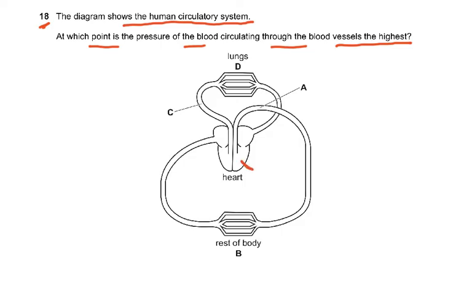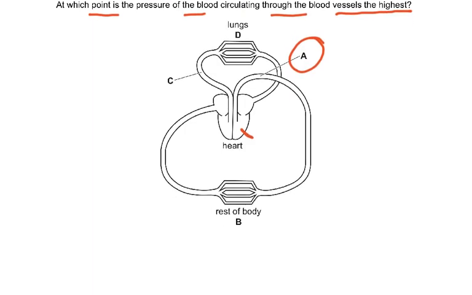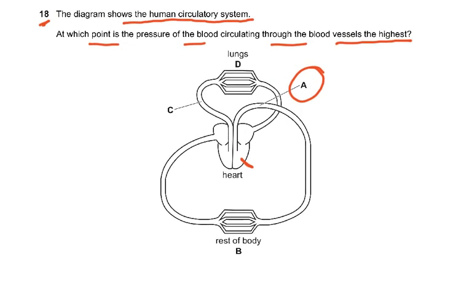So question number 18, the answer is A, which is the aorta, which has the highest pressure because the left ventricle muscle is very, very thick and that can exert a lot of force, and that is why it results in a high pressure system being generated. So question number 18, the answer is A.